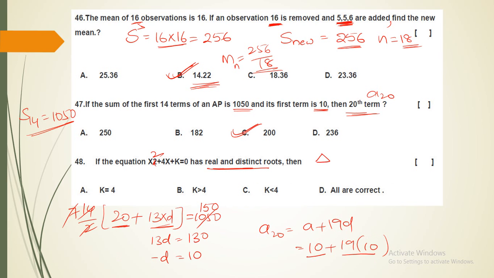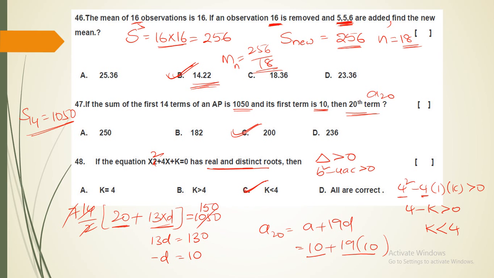Next, if the equation x square plus 4x plus k is equal to 0 has real and distinct roots, real and distinct roots means delta should be greater than 0. So b square minus 4ac is greater than 0. So 4 square minus 4 into a is 1 into k is greater than 0. Now from this 4 and 4 I can take common and transpose, then 4 minus k is greater than 0. So k is greater than 4. Sorry, k is less than 4. So k is less than 4 means option C will be the answer.